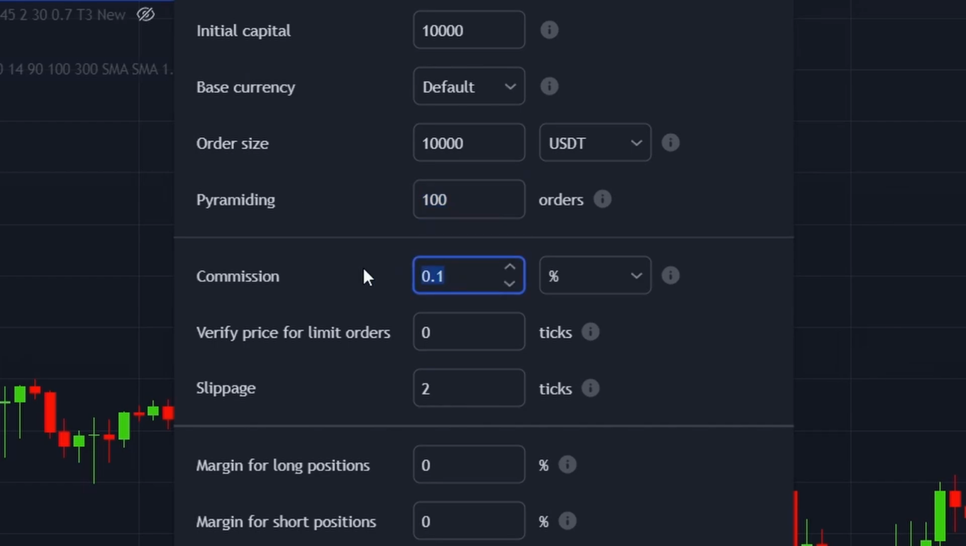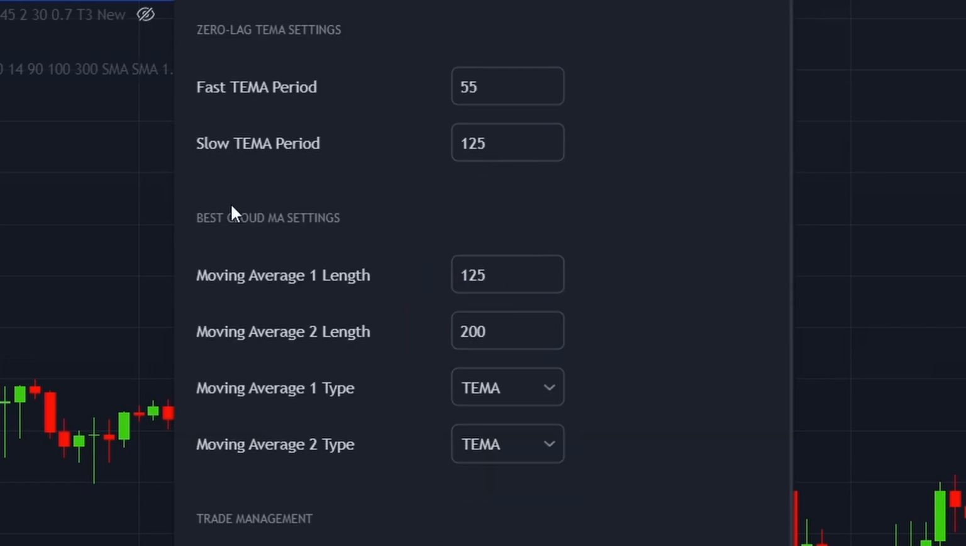For commission, unlike before, I will be using a realistic fee, 0.1% per trade on each entry and exit, and a 2-tick slippage. So if you want to use my optimization, just save these settings and change them with the zero lag and with the best cloud MA.